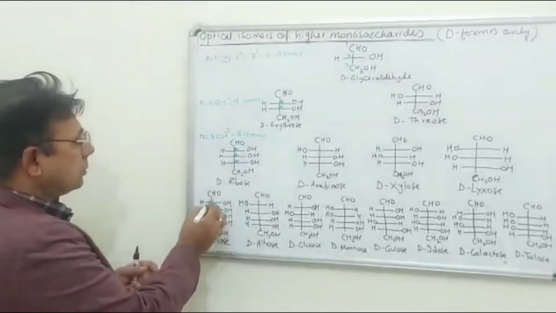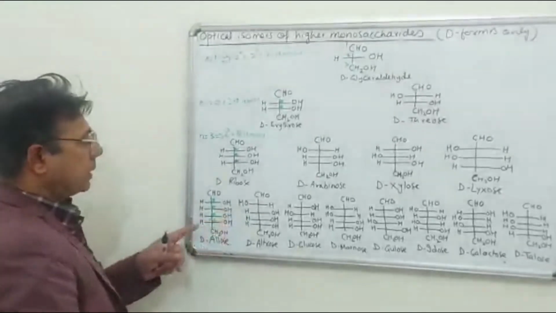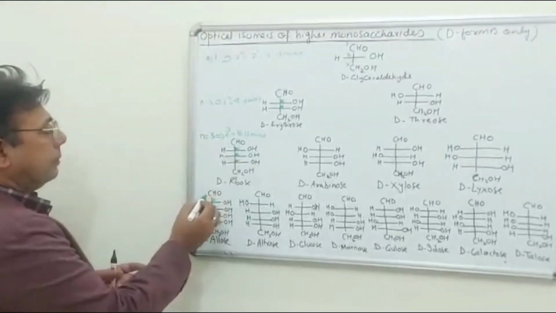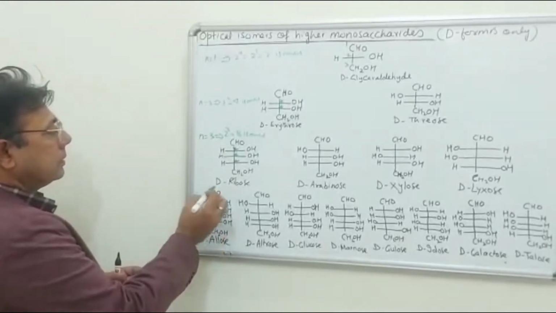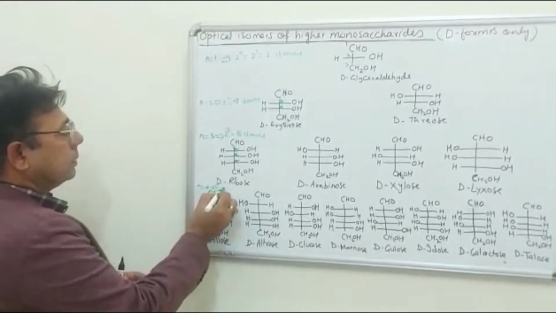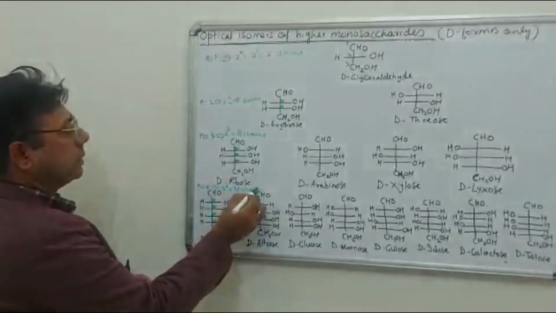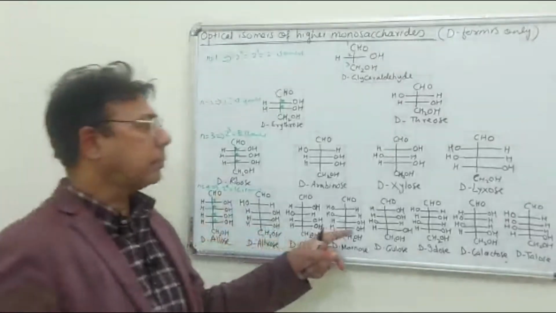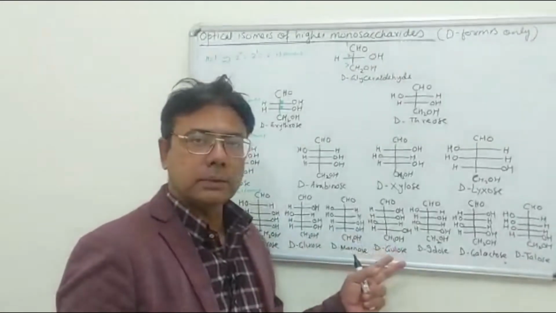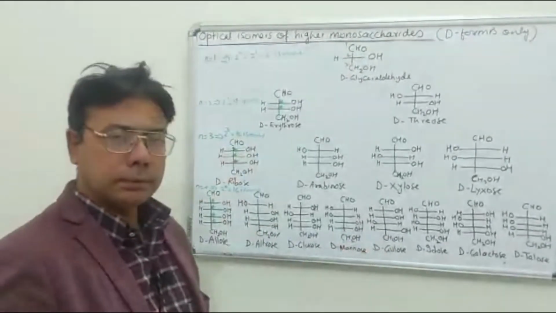In case of hexose sugars, you have 4 asymmetric carbons. And in this case, n is equal to 4, which means 2 to the power 4 is equal to 16 isomers. So 16 isomers are possible for hexose sugars, out of which 8 are D isomers and 8 are L isomers. Here you see the shapes of D isomers.